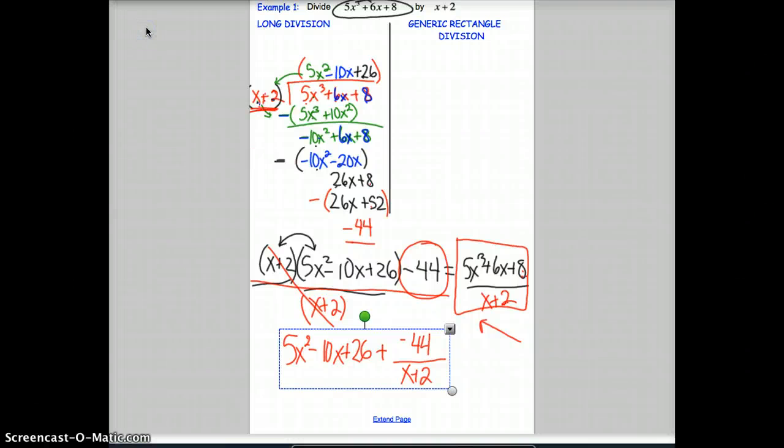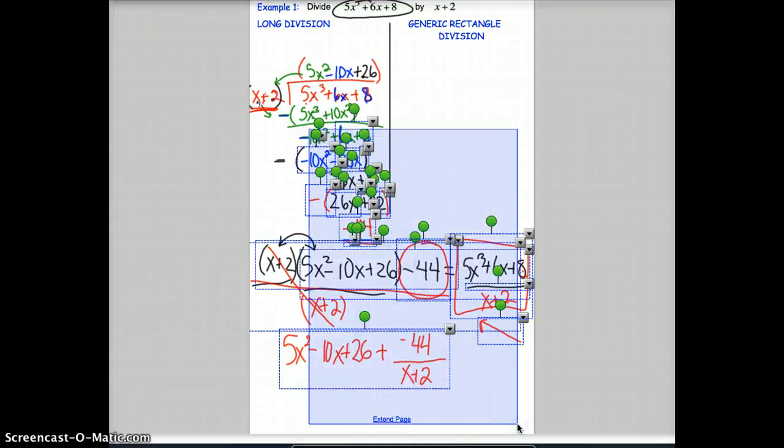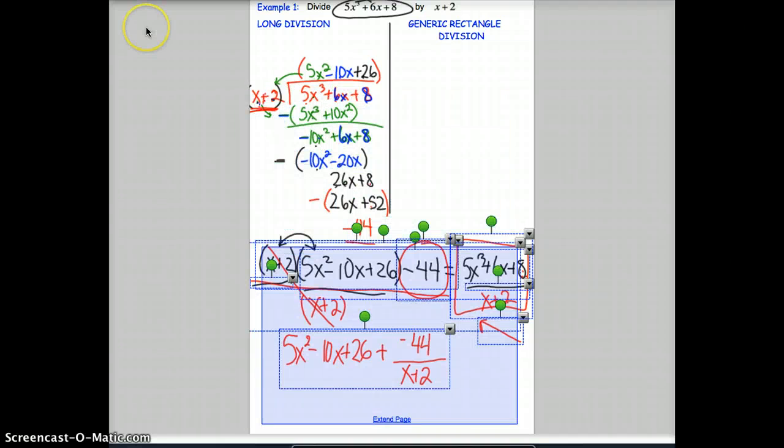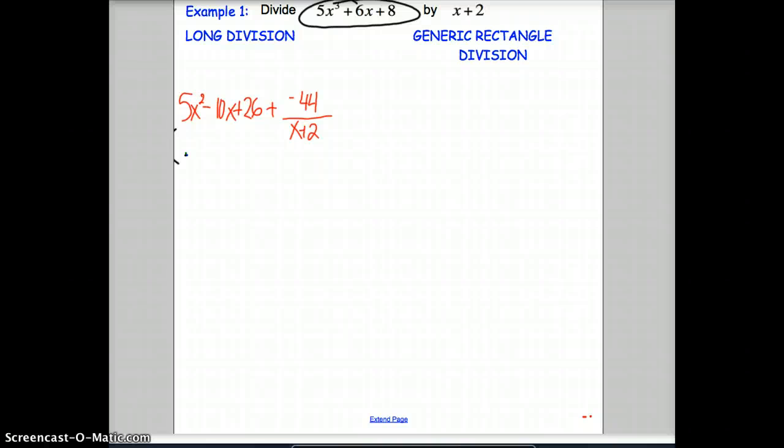We're going to get that same answer by doing the problem with a generic rectangle. So let me get rid of this stuff here. Remember, this was our solution from the long division method. We're going to take a look at how to find it with a generic rectangle, a method that will be more familiar for many of you.